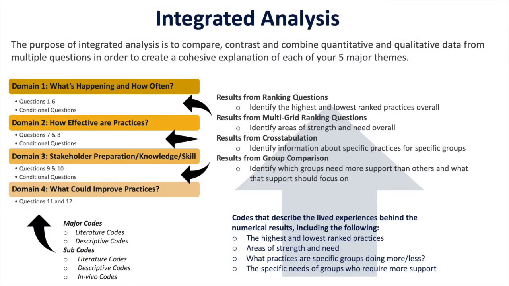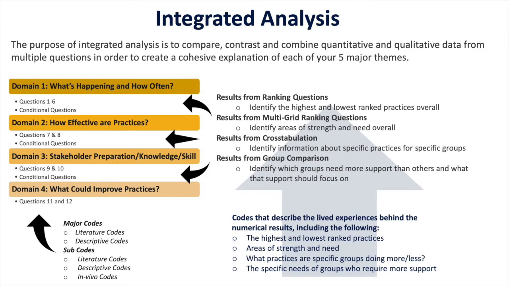So the purpose of our integrated analysis is to compare, contrast, and combine our quantitative and qualitative data that we're collecting from our program evaluation tools. So that's looking across our multiple questions and our items and responses that we've gotten from our practitioners in order to create a cohesive explanation that helps describe 5 major themes from our data related to how these evidence-based practices are happening, how effective they are, and what needs to happen to make them better.